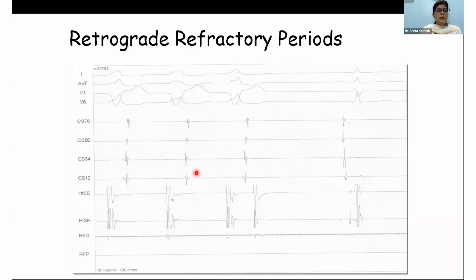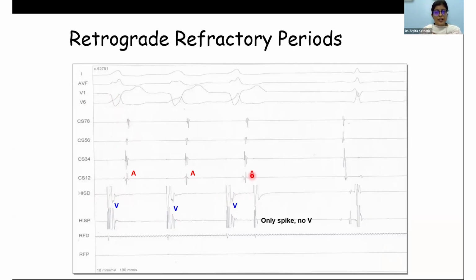Next example, again we are pacing the ventricle. See the QRS. Now, after pacing this ventricle, we are seeing the V in the catheter in the RV, V and A, V and A in CS. Third beat, V in the RV catheter, A in the CS.